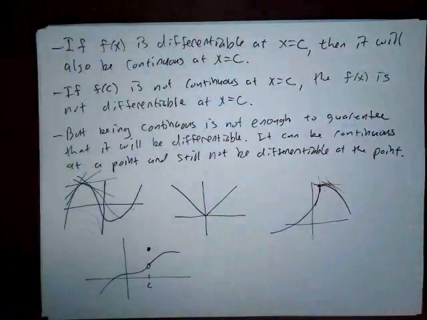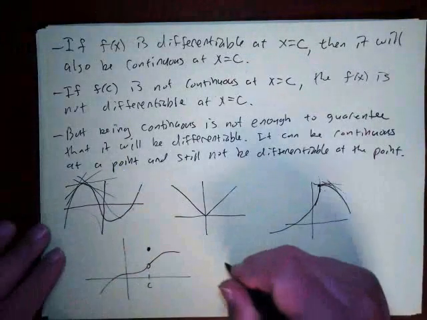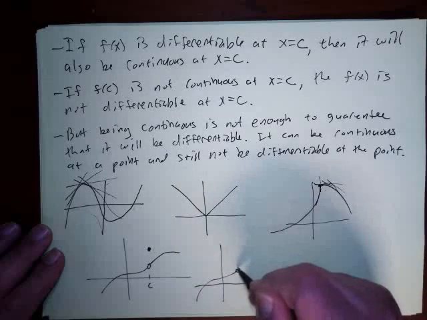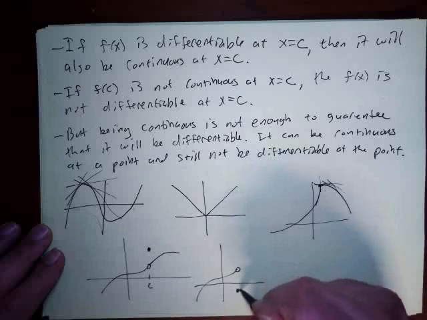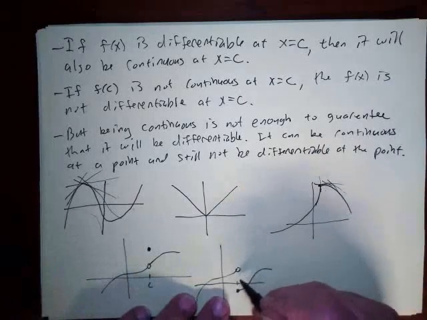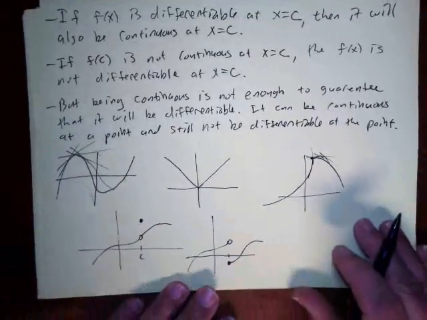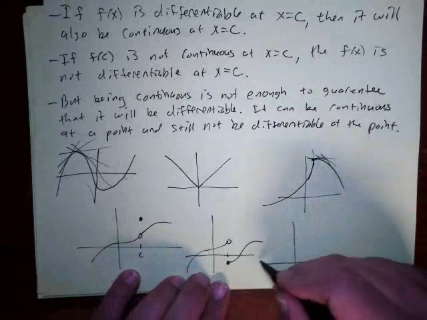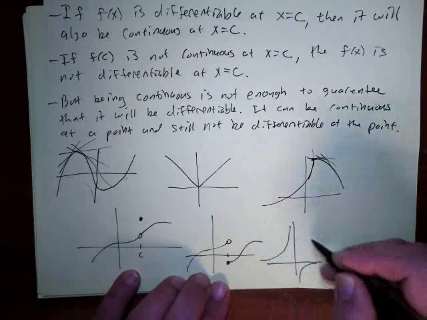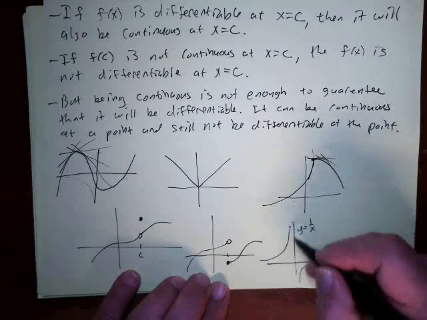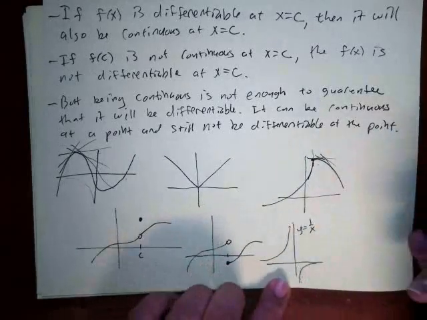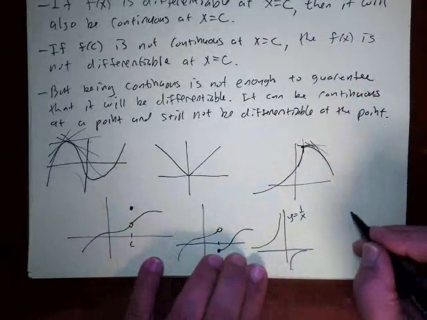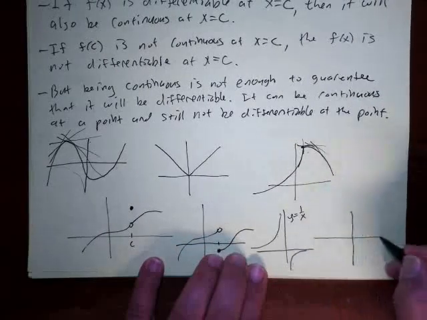So anytime there's a jump in the graph, if your graph maybe has a point here, and there's a jump there, it's not continuous, so it's not differentiable at that point. Other possibilities might be y equals 1 over x. It has this vertical asymptote, it's not continuous at that point, and so it's not going to have a derivative at that point.